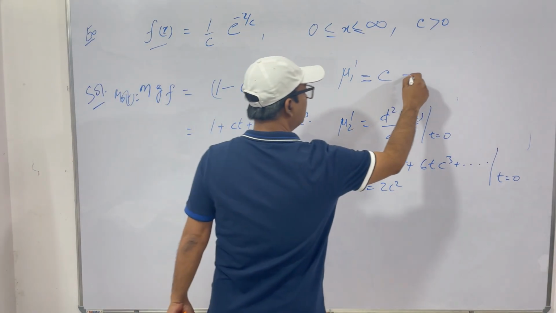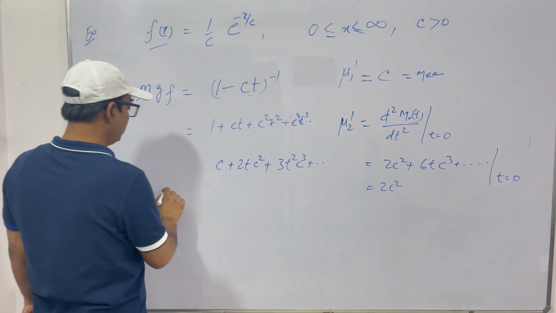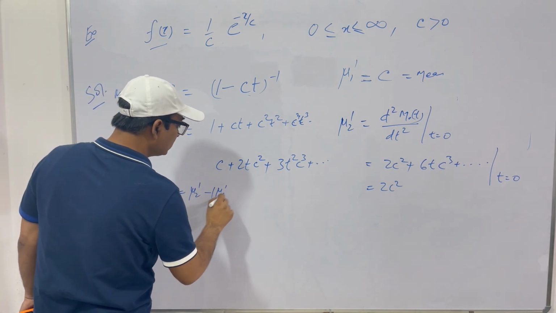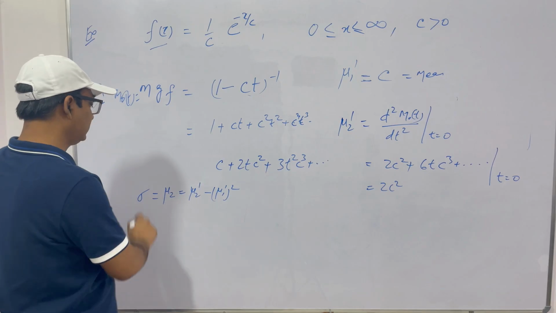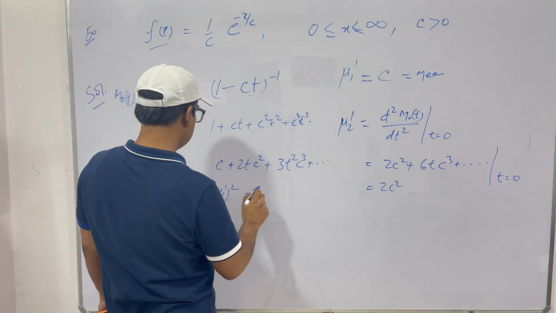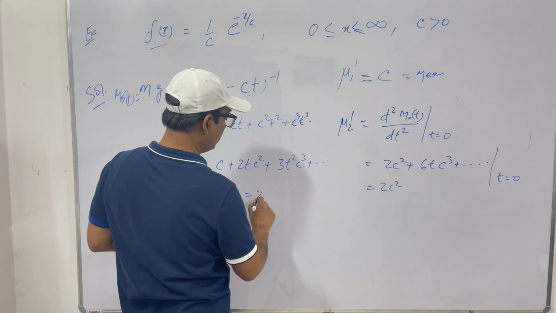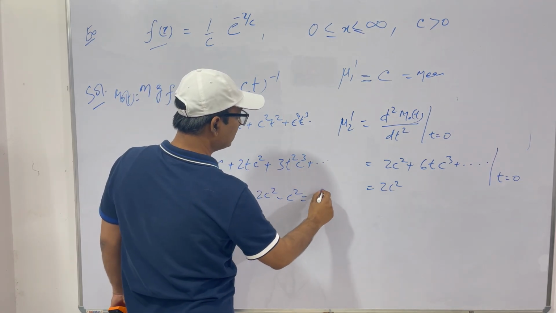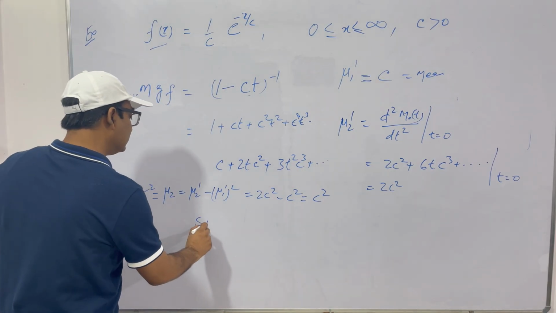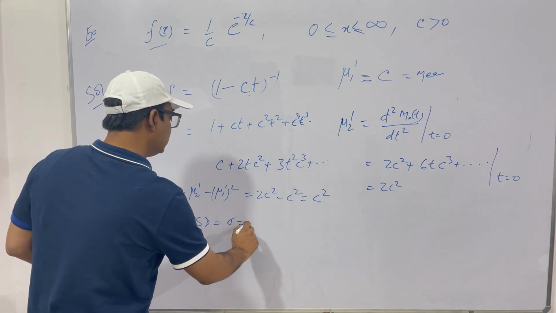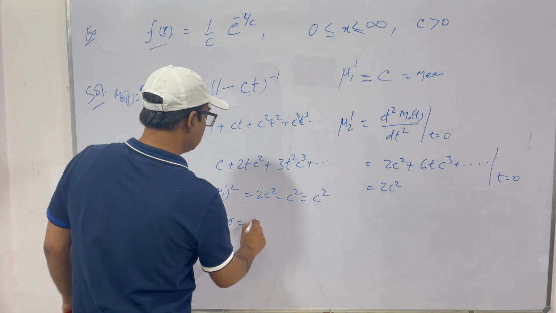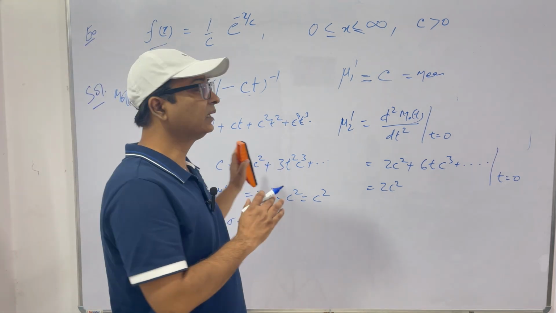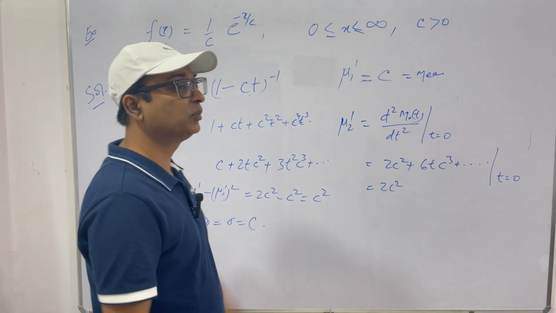Mean, I have told you this is the mean. Now you know that mu2 is equal to mu2 dash minus mu1 dash square, and this is our variance. Mu2 dash is 2c square, minus mu1 dash square, that is c square. This becomes 2c square minus c square, that is c square. Therefore the standard deviation, that is our sigma, is the square root of mu2, that is c. So we have mean as well as standard deviation as c. Clear? This is the type of question that you will be asked for moment generating functions.